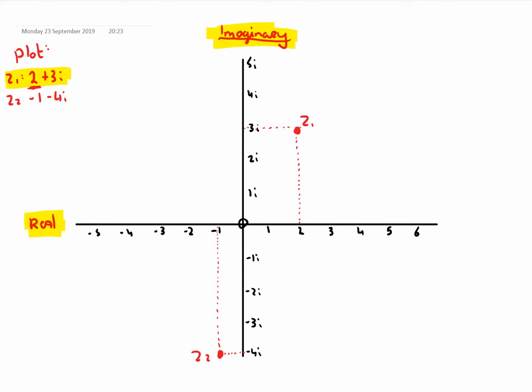Okay, just other ones to plot. If we're just asked to plot 4, well then that's just on the real axis, here it is. If we were asked to plot minus 2i, that would be just on the imaginary axis. Okay, and one last one, if I was asked to plot minus 3 plus 2i. So go to minus 3 and up to 2i, which would be there. Okay? Right.